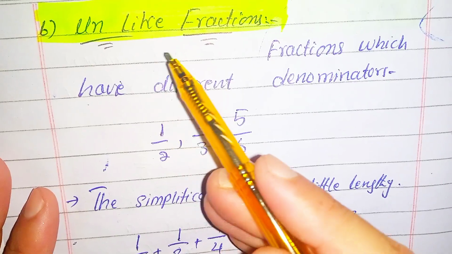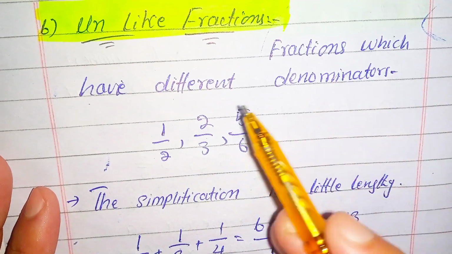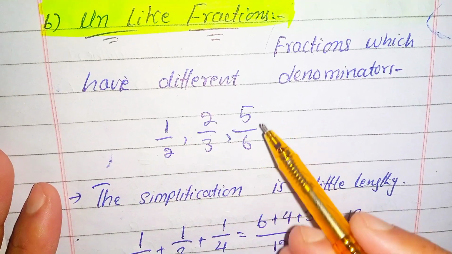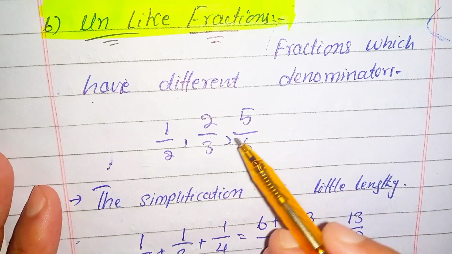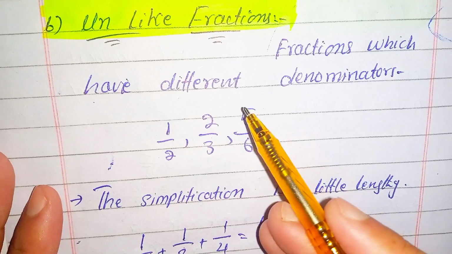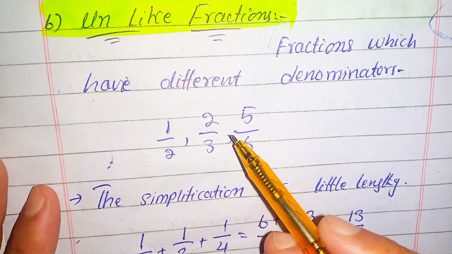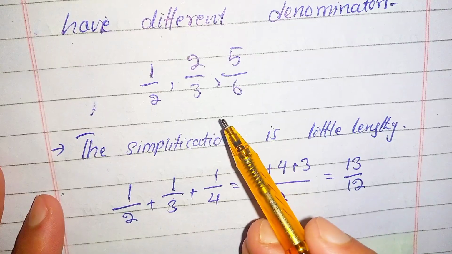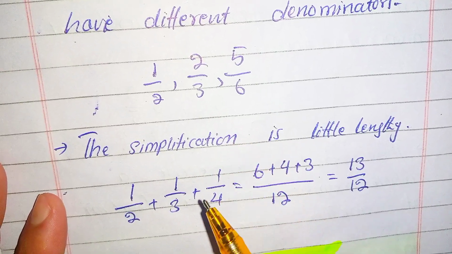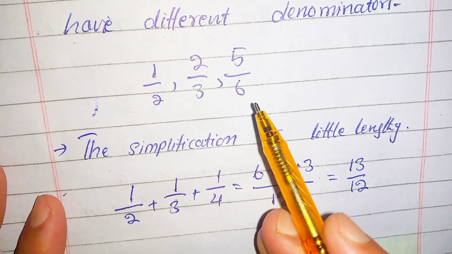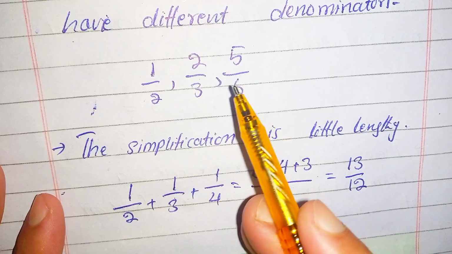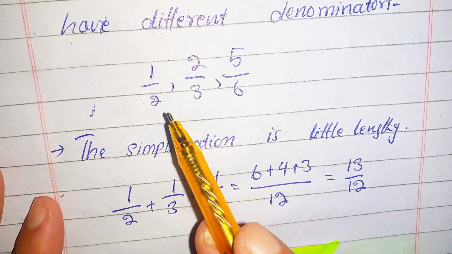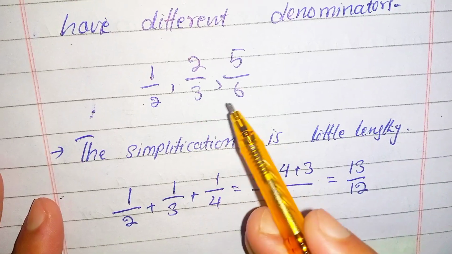And the sixth type is unlike fractions. So the fractions which have different denominators, like 1 over 2, 2 over 3, 5 over 6, these fractions have different denominators. So these fractions are unlike fractions because they have different denominators. The simplification of such fractions is slightly difficult, because first of all we have to take the LCM of these numbers, because the denominators are different. So we must take the LCM of these numbers and then add or subtract them, right?